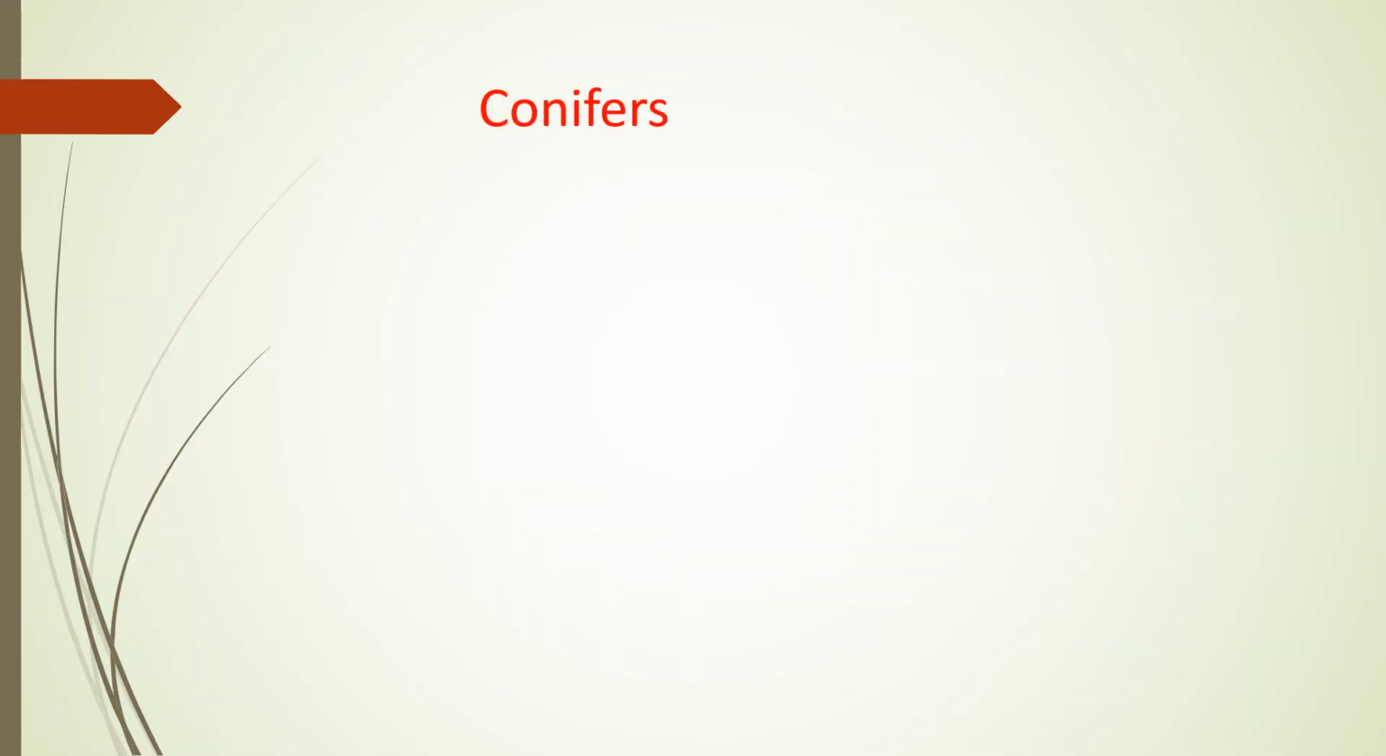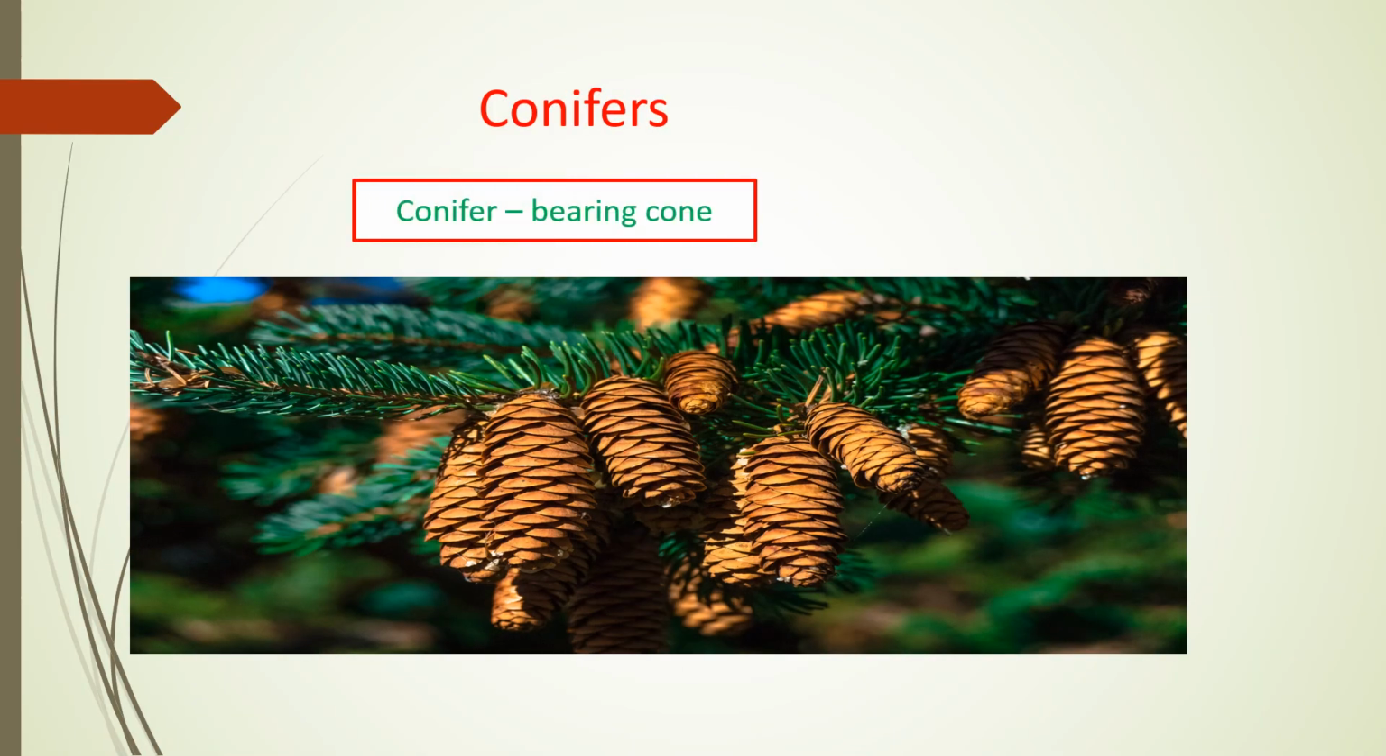The word conifer means bearing cone. They bear cones, which are their flowers, but these flowers do not grow into fruit. They produce seeds which are not covered by a fruit. That is why these plants are also called plants with naked seeds. So, these are the examples of non-flowering plants.